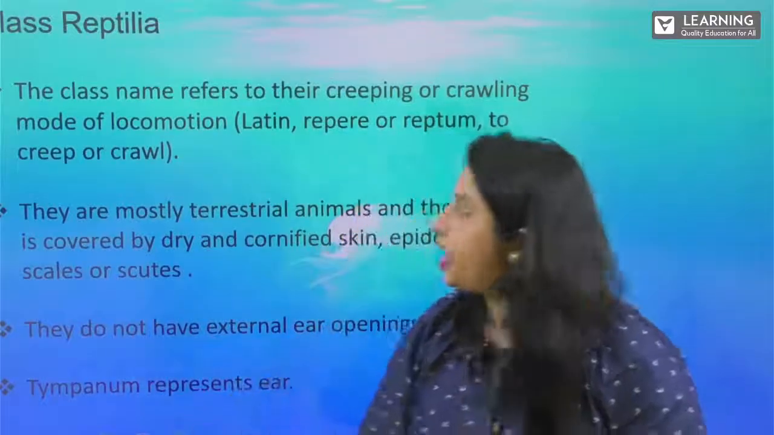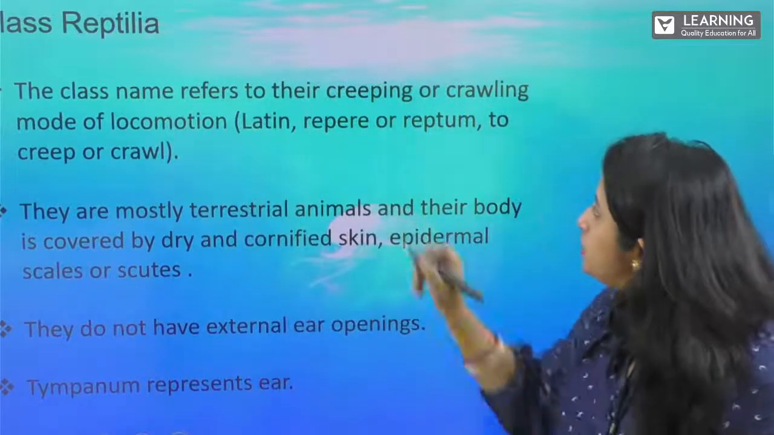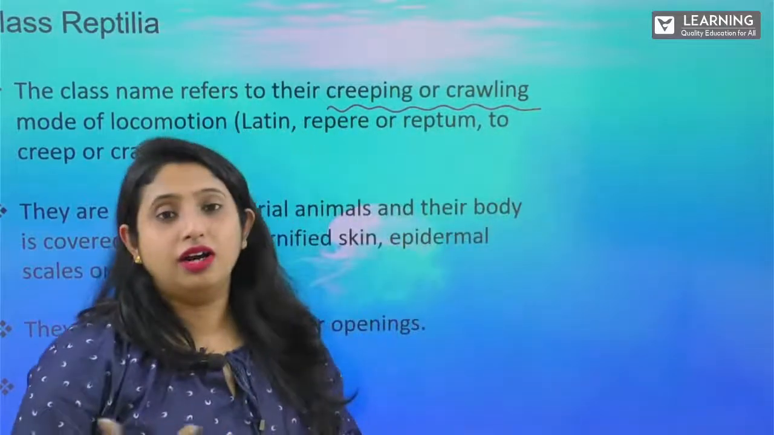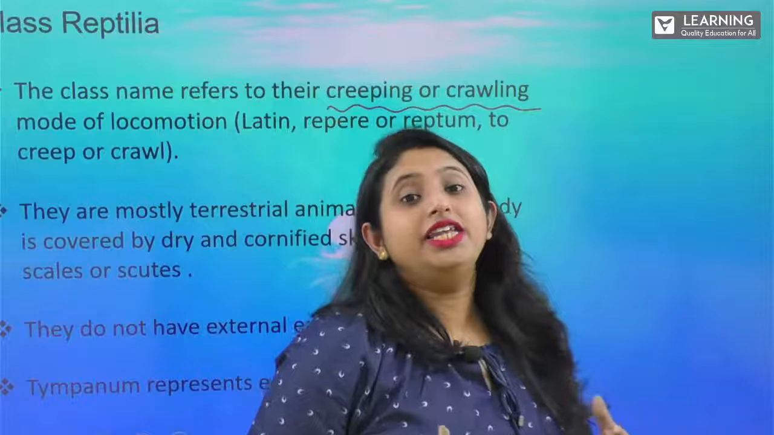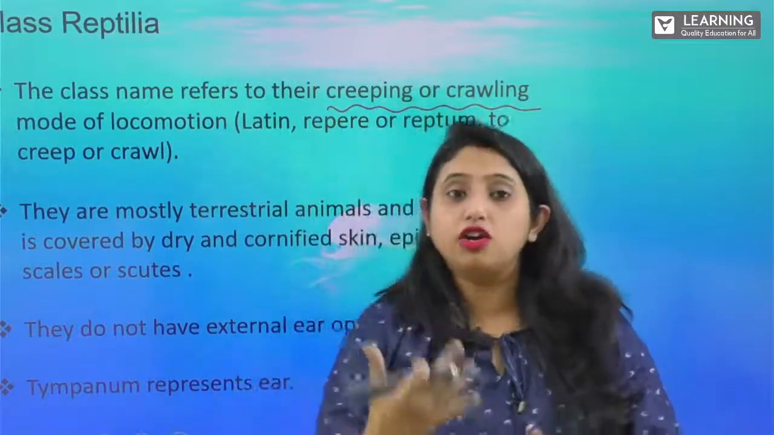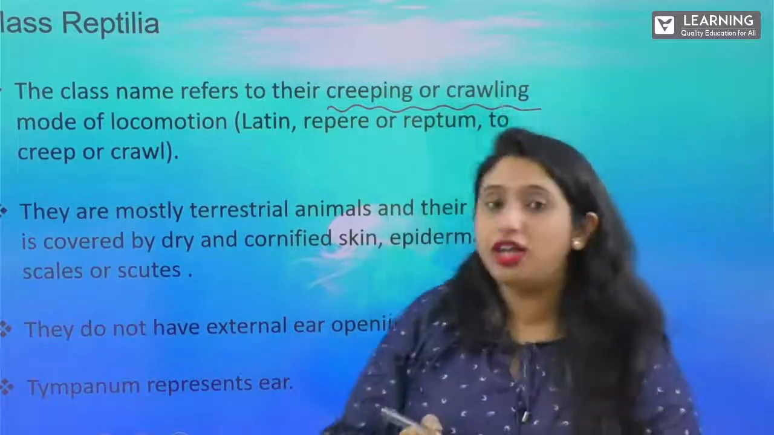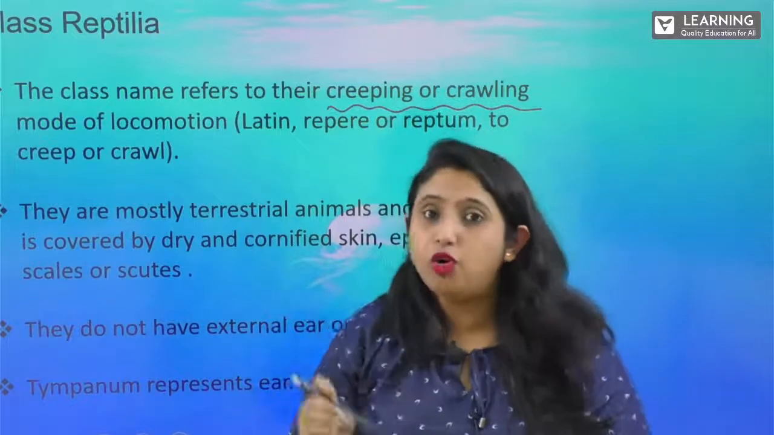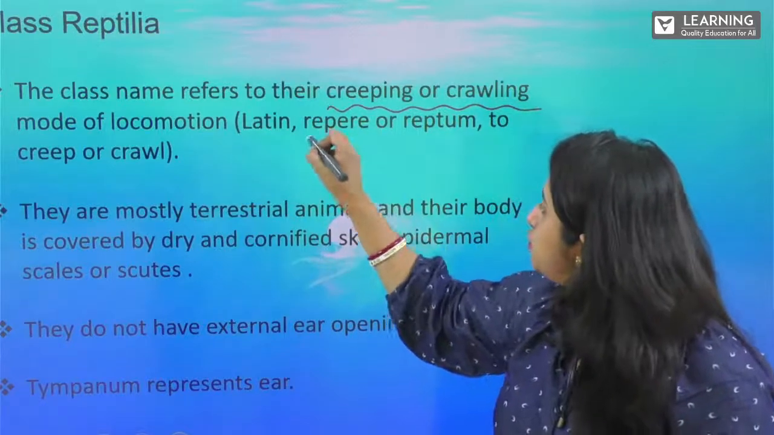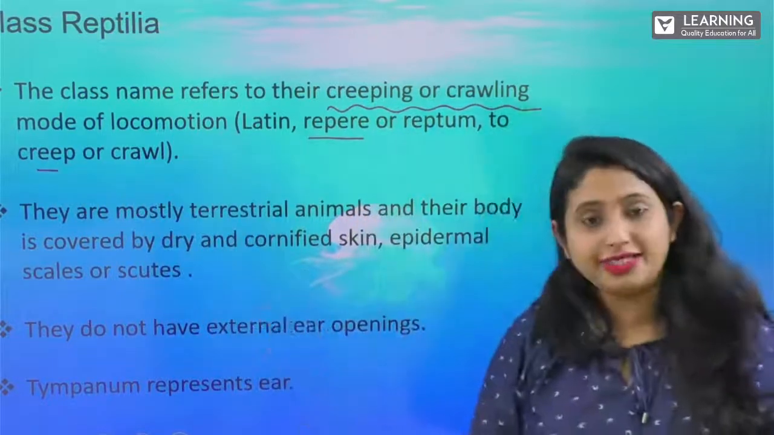So let us see the characteristics of the class Reptilia. The class Reptilia refers to creeping and crawling. You will see how they move from one place to another. They used to crawl, right? Snakes, isn't it, they do not have legs. They will crawl and they will move. So that's why they are creeping or crawling. They have a creeping or crawling mode of locomotion. The Latin word is repere or reptum, to crawl or creep. That is the meaning.